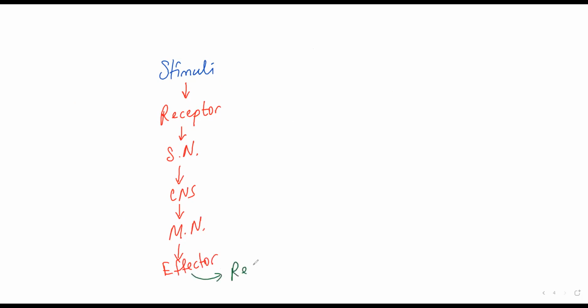Okay. So the stimuli, as we said, is received by the receptor. Then from the receptor, it goes to the sensory neuron. Then the CNS. In the CNS, as we said, we also have the relay neuron. Then the motor neuron, the effector, and the effector will create the response. So: stimuli and response.